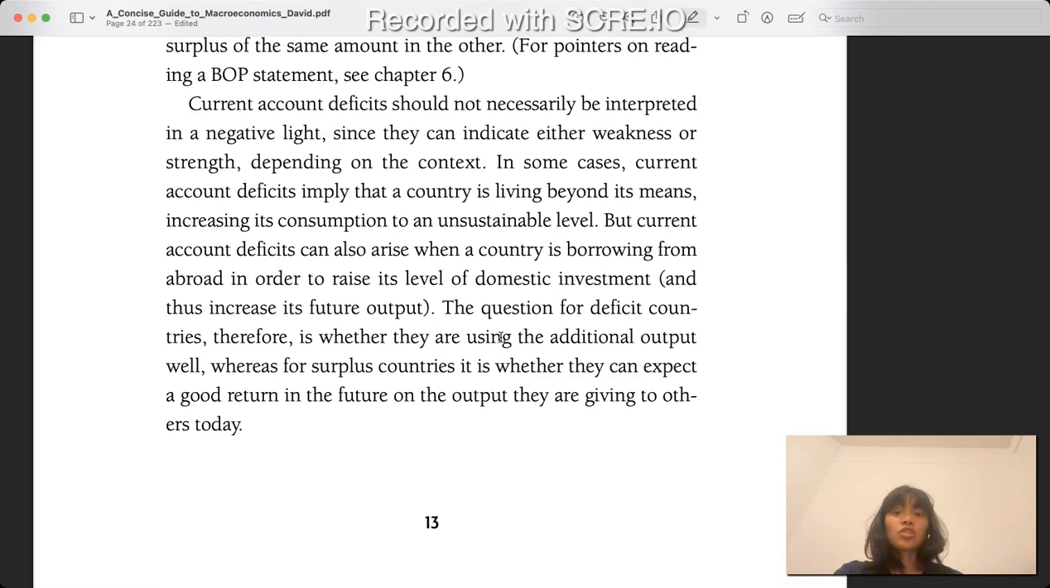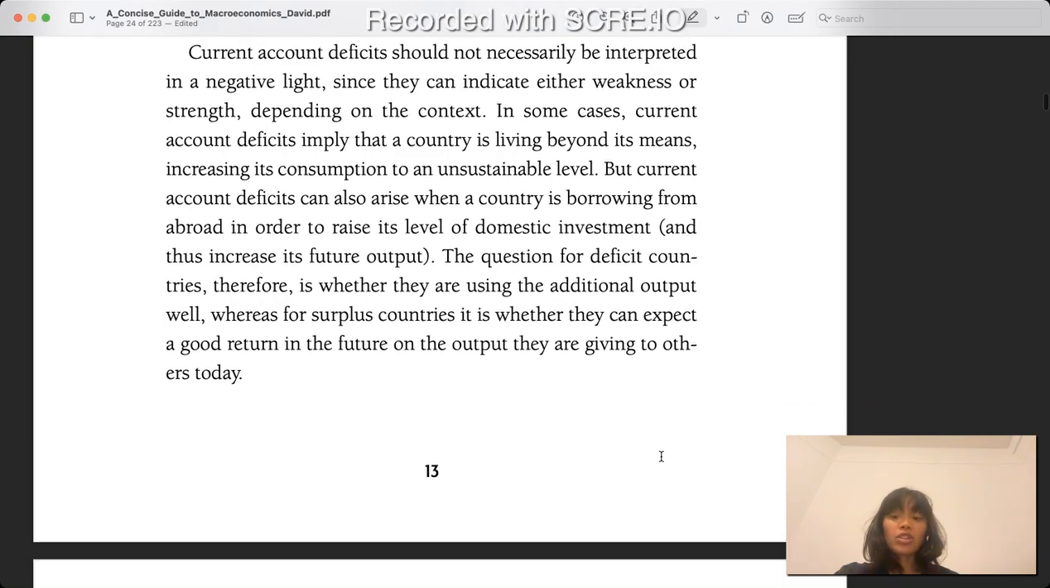Current account deficits should not necessarily be interpreted in a negative light since they can indicate either weakness or strength, depending on the context. In some cases, current account deficits imply that a country is living beyond its means, increasing its consumption to an unsustainable level. But current account deficits can also arise when a country is borrowing from abroad in order to raise its level of domestic investment. The question for deficit countries is whether they're using the additional output well, whereas for surplus countries, it is whether they can expect a good return in the future or they're just giving to others today.